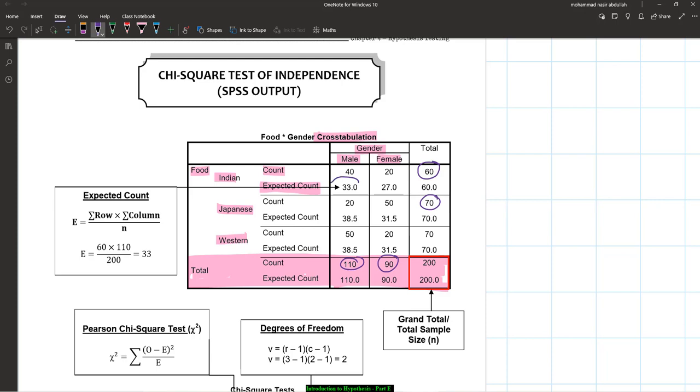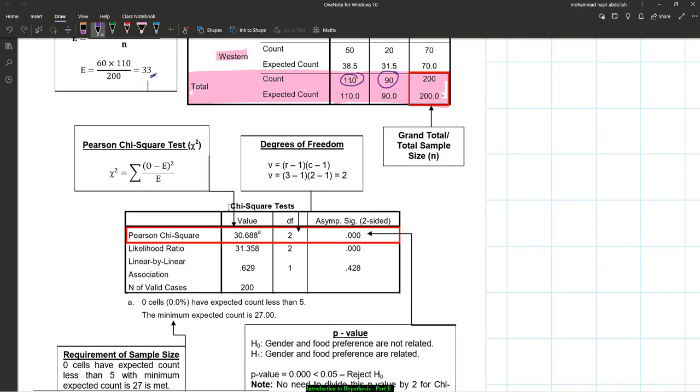The expected value or expected count is obtained from the row total multiplied by the column total divided by the grand total. So this is the grand total. So 60 multiplied by 110, divided by 200, equals 33. So this is how we get the result, same as calculated earlier.